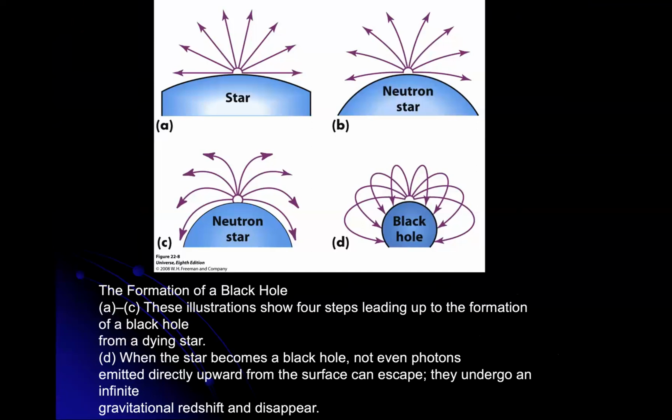This picture shows the series of steps in how a star changes into a neutron star and then into a black hole. And at each of those steps, the gravity becomes more and more intense, and it causes greater and greater deflection of the light being emitted from it until at one point the light just cannot escape the black hole.